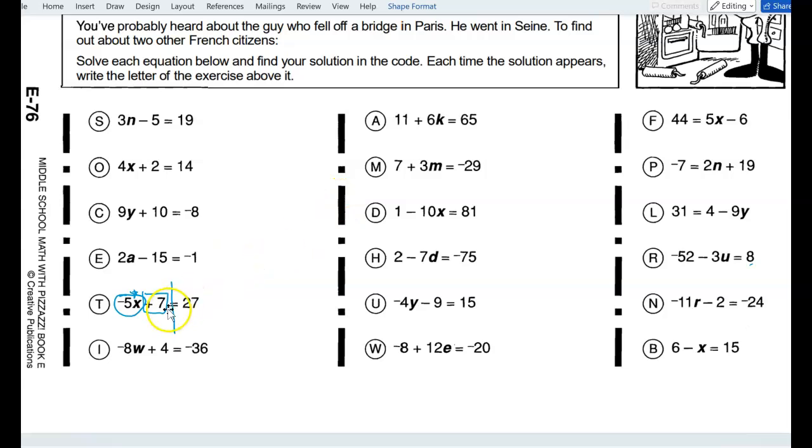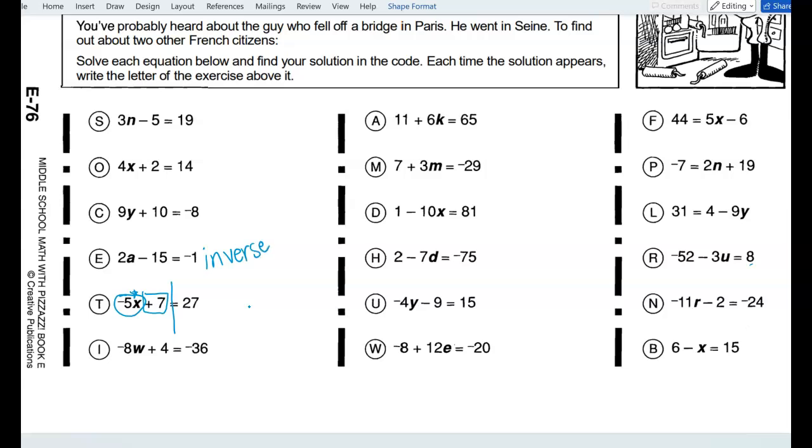How do we move it? Well, we need to find the inverse. I keep saying that, don't I? Inverse.